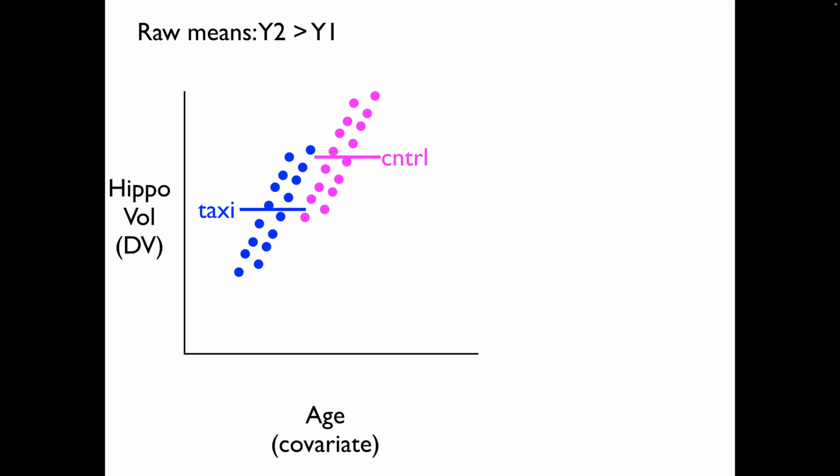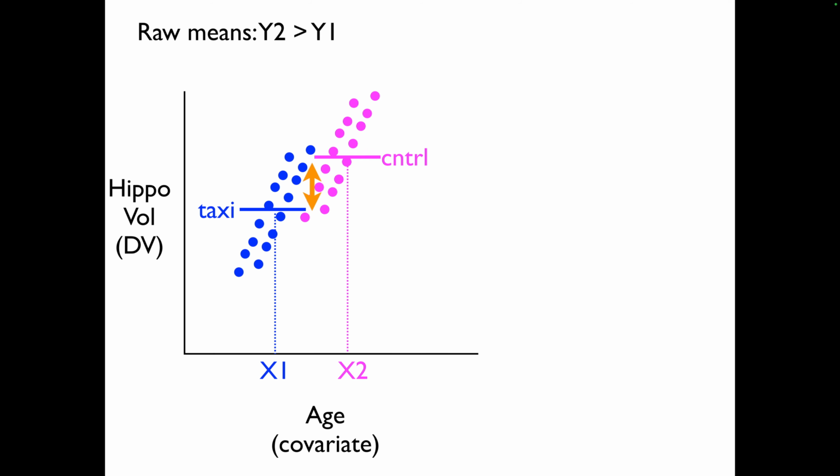Now, you can also see, however, that the age of the taxi drivers happens to be lower, the average age happens to be lower than the average age of controls. Ideally, we would have equated the two groups on age, but let's say we didn't and we have taxi drivers that happen to be younger than controls.